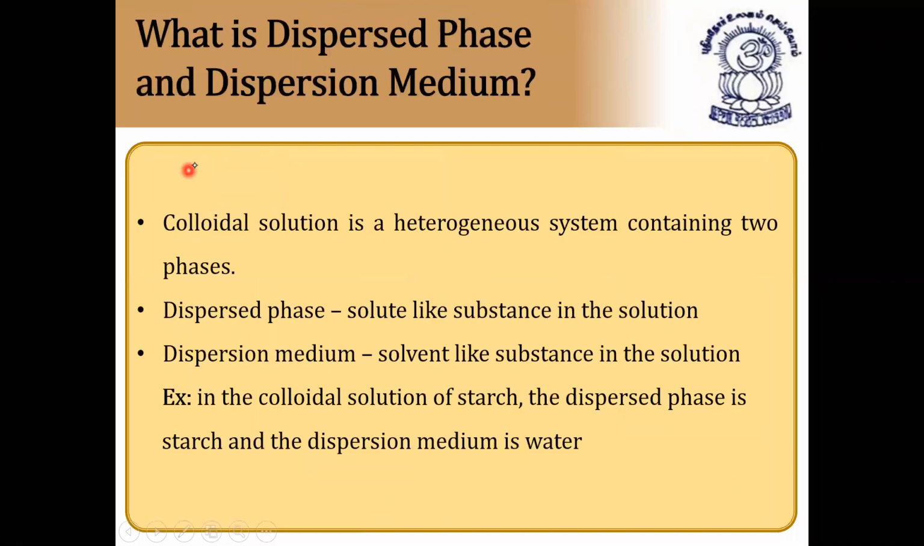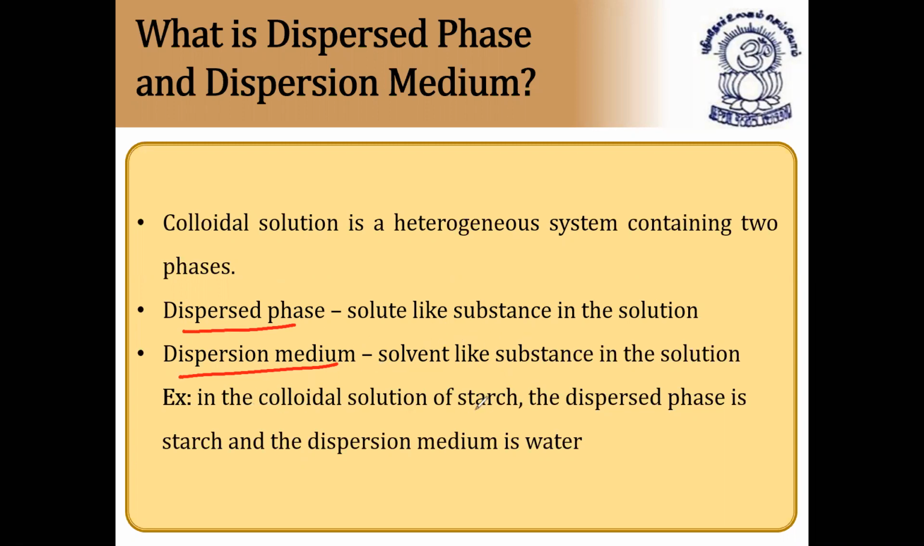What is dispersed phase and dispersion medium? Now we are going to discuss more about colloidal solutions in this topic. A colloidal solution is a heterogeneous system containing two phases. In a solution we have solute and solvent; like that, in a colloidal solution we have two phases mainly: one is the dispersed phase, another is the dispersion medium. The dispersed phase is like the solute, and the dispersion medium is like the solvent, but they are not actually solute and solvent.